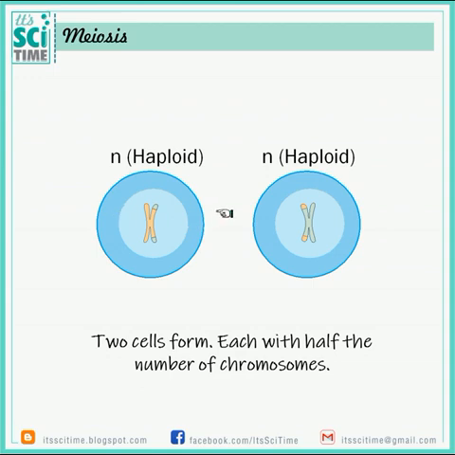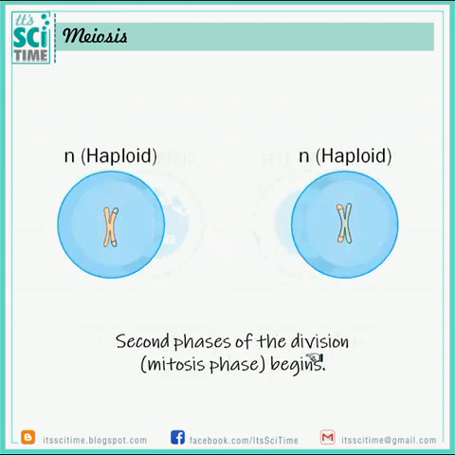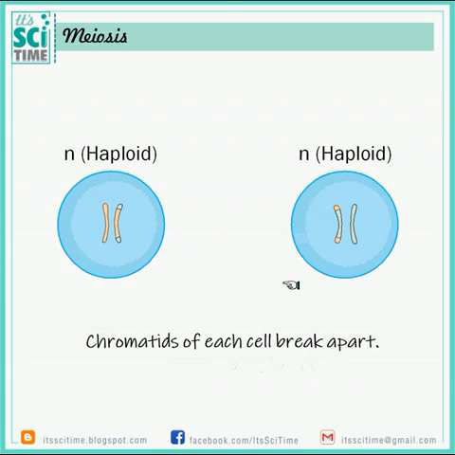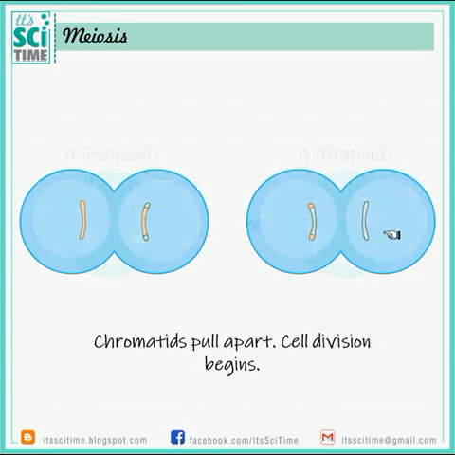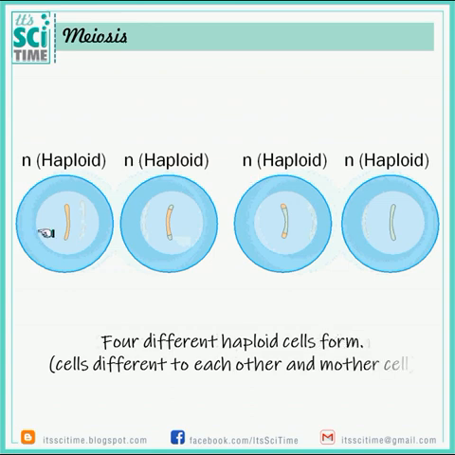And this is not the end of this division. The meiosis process has a second stage. The second stage is another mitosis process. See, this second phase of the division, the mitosis phase, begins, and these haploid cells start to divide further. The chromatids of each cell break apart like this. Then after the cellular materials divide, chromatids pull apart. Now each cell has only one chromatid, separating into four cells.